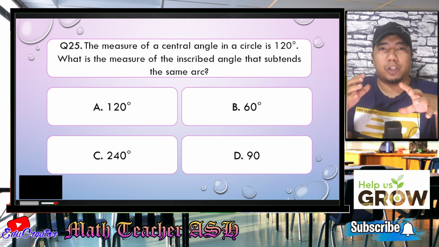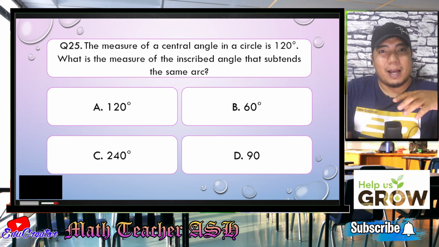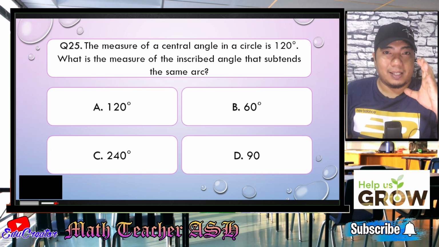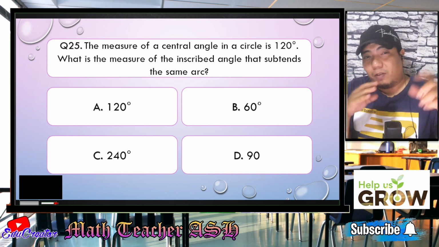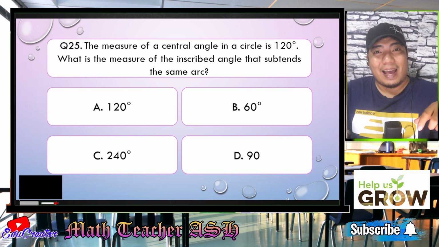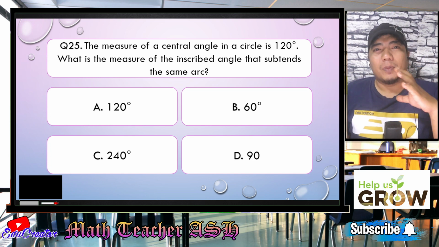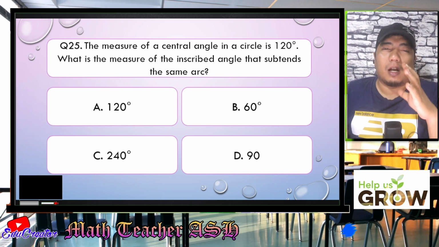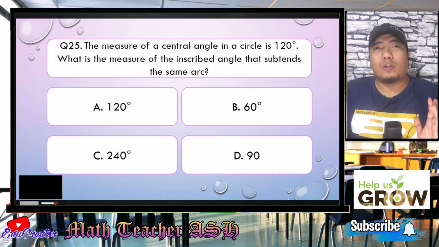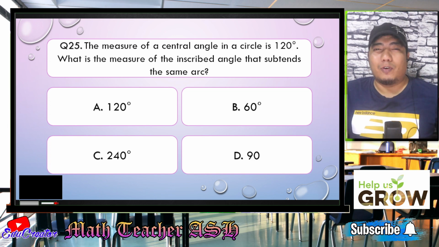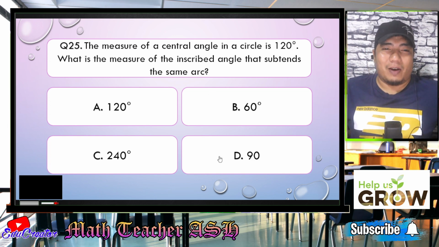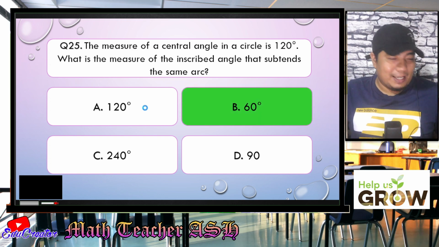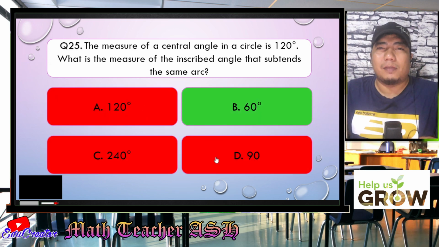Remember the relationship of the inscribed angle and its arc. The arc is twice as much as the inscribed angle. And the inscribed angle, vice versa, is 1/2 of the intercepted arc. So, therefore, if your intercepted arc is 120, then your inscribed angle, in order for you to know the measurement, you just divide it by 2. And that is equal to, very good, letter B, 60 degrees. Easy, right? Very easy, my dear math learners.